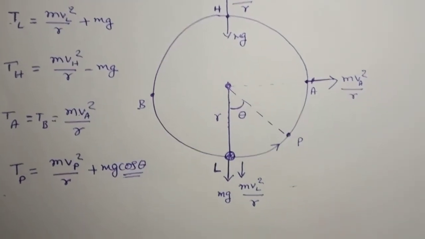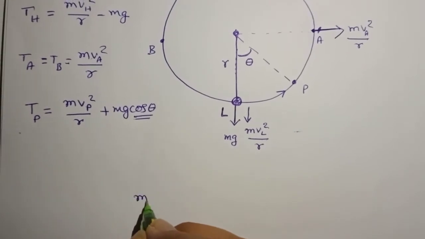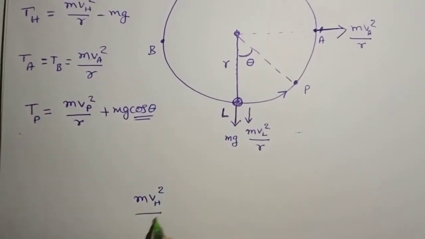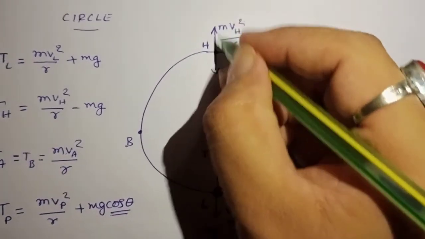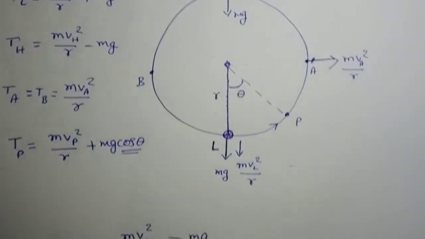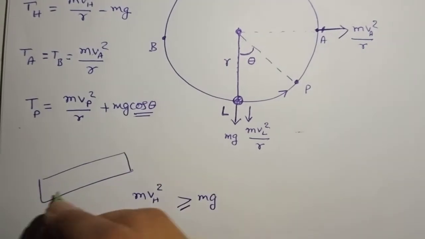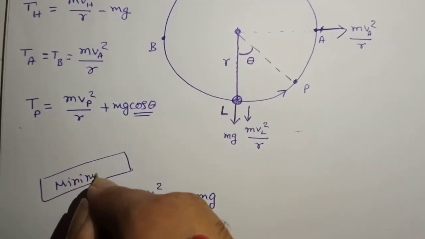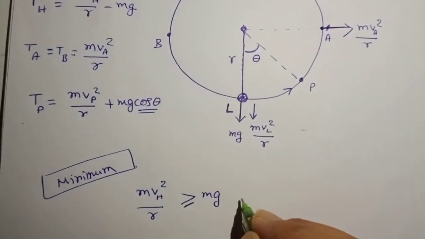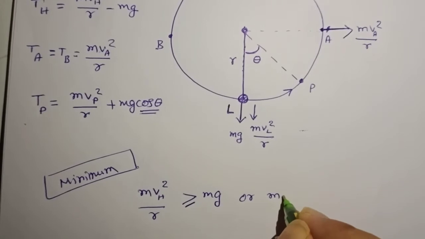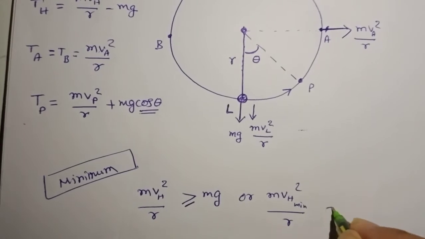Now, what is the minimum condition? We will see. If the body has to move in a vertical circle, mvH square by r should be greater than mg, correct? Now see here, the outward force should be greater than mg, or at least equal to mg. So this is the minimum condition, or the minimum condition is m vH minimum whole square by r is equal to mg.